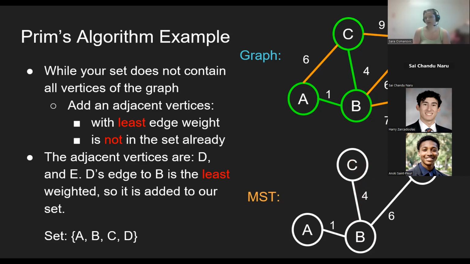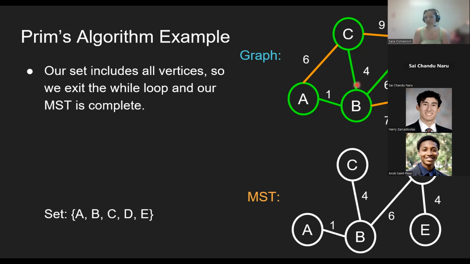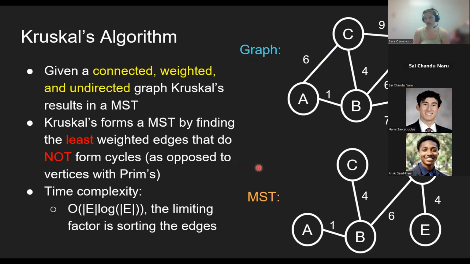Then we check the rest of the weights. The minimum one here is 6 that is unvisited, because we have 9, we have 6, and we have 7 accessible to us. So we pick the B to D edge, and then when we look at the remaining edges, we have 6, 9, 7, and 4. So we're going to pick the minimum weight edge, which is going to be D to E. Now the set has all the vertices, so you are done.